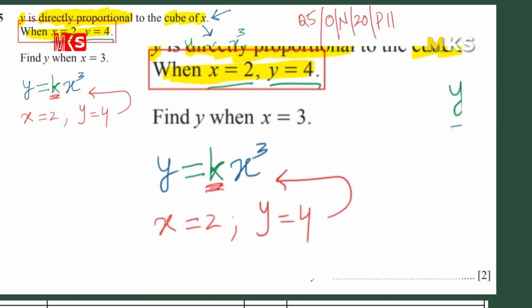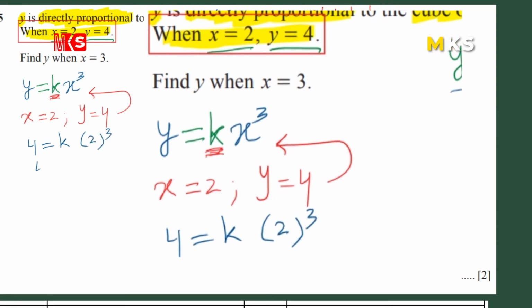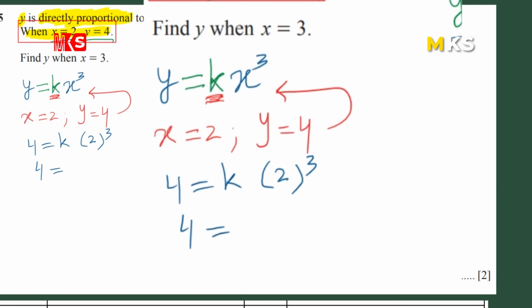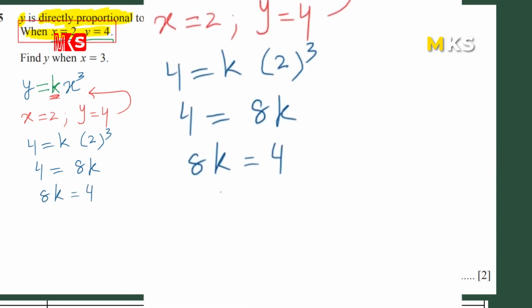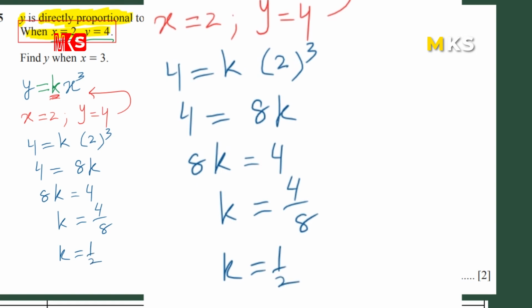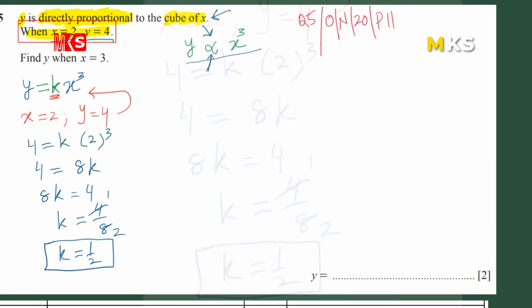Y is 4. So 4 is equal to k times the value of x here, 2 cube. 2 cube means 2 times 2 times 2, which is 8. So 8k is equal to 4. That will give us the value of k, which is 4 over 8. So k is equal to 1 over 2. By finding this value, we have got the equation y is equal to 1 over 2 x cube.